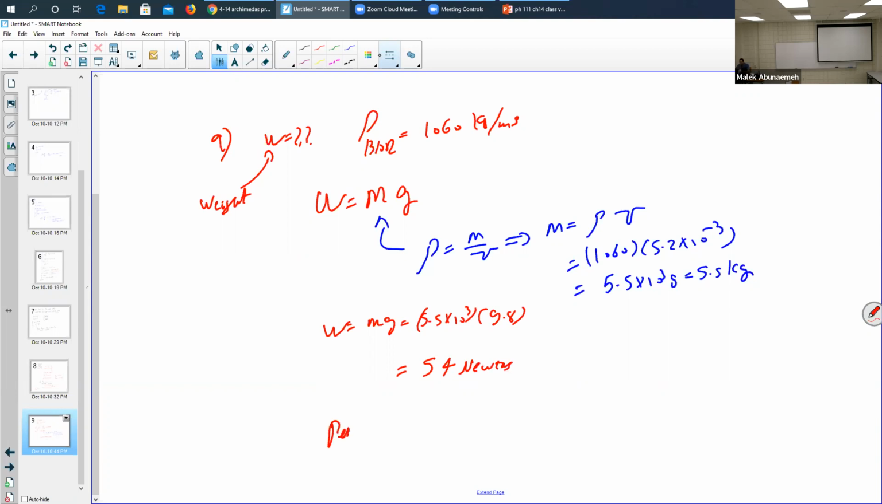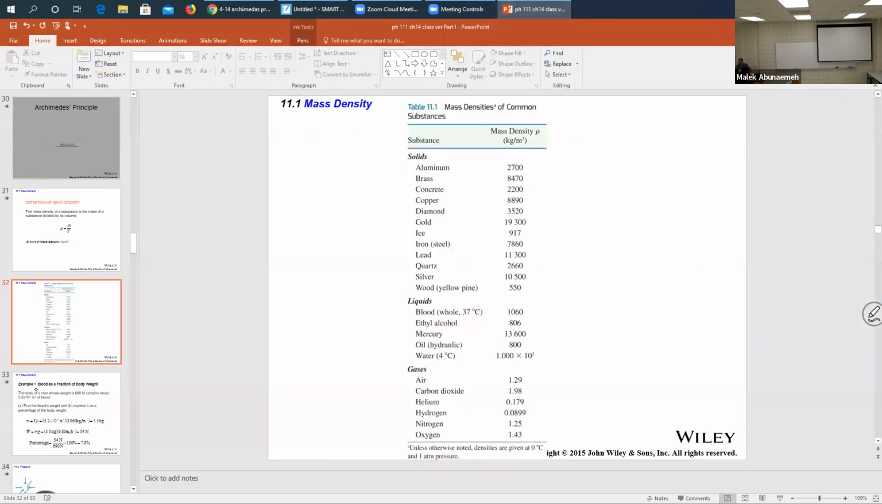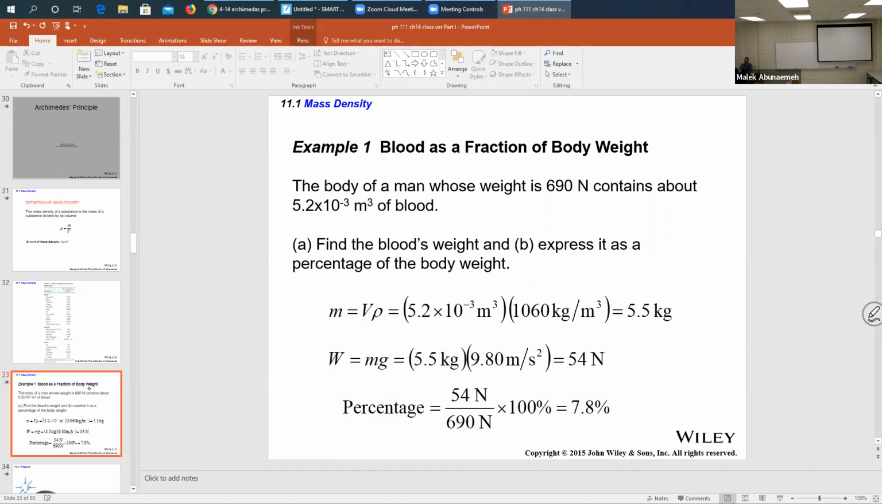That means the percentage is going to be your 54 that we found, divided by your 690 newtons. So it's going to be 0.078, which is 7.8%. Let's go check our work. Yep, so we got 5.5 for the mass. For the weight, we got 54 newtons, and for the percentage, 7.8%.